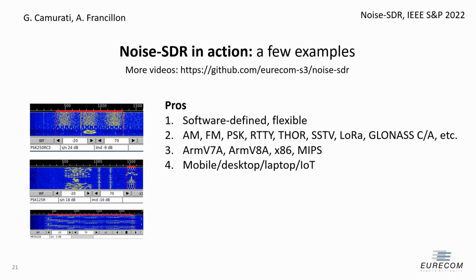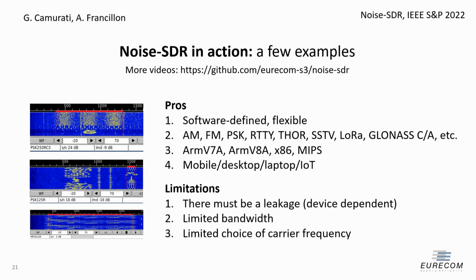However, Noise-SDR also comes with a few limitations. First of all, like any soft TEMPEST attack, there must be a leakage that we can control, so this is device dependent. Then we have a limited bandwidth, a few megahertz on ARMv8 at maximum, because of the timing resolution that we can get. We also have a limited choice of the carrier frequency, because we can choose the intermediate frequency, but we are still limited by the harmonics available on the device, for example the clock of the DRAM.